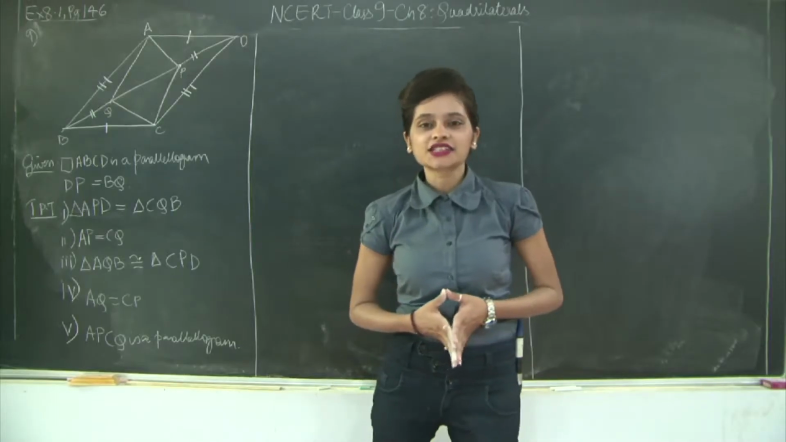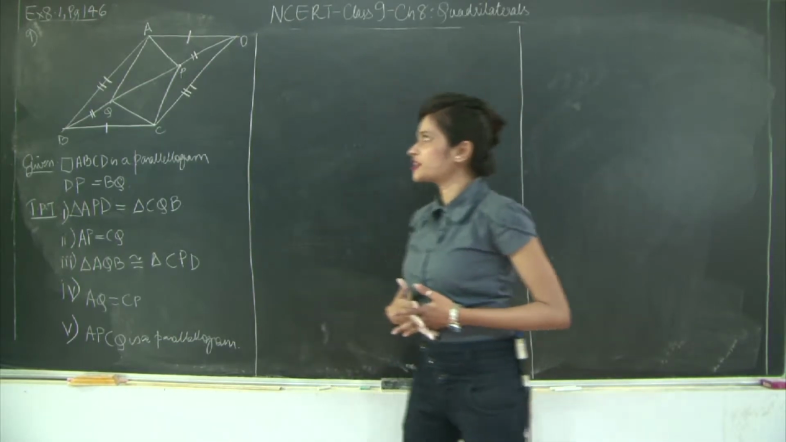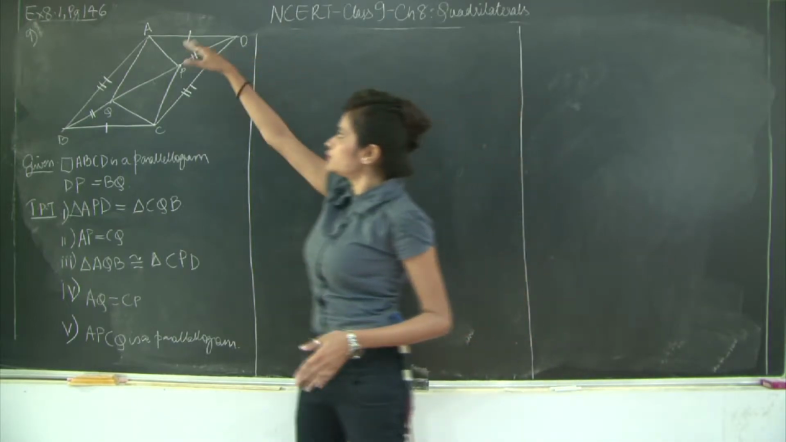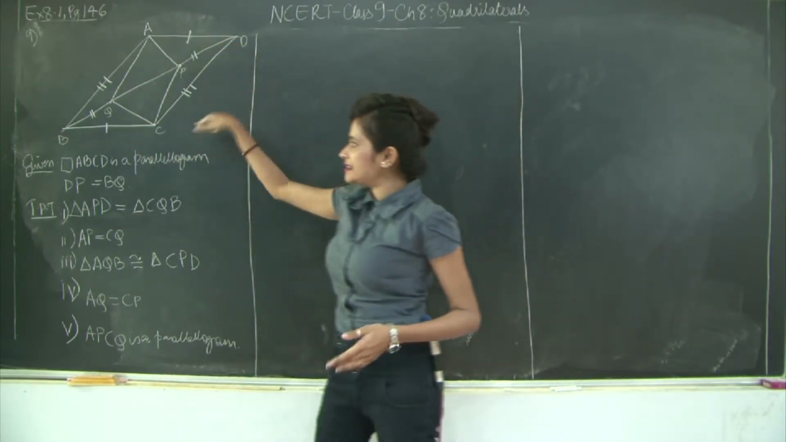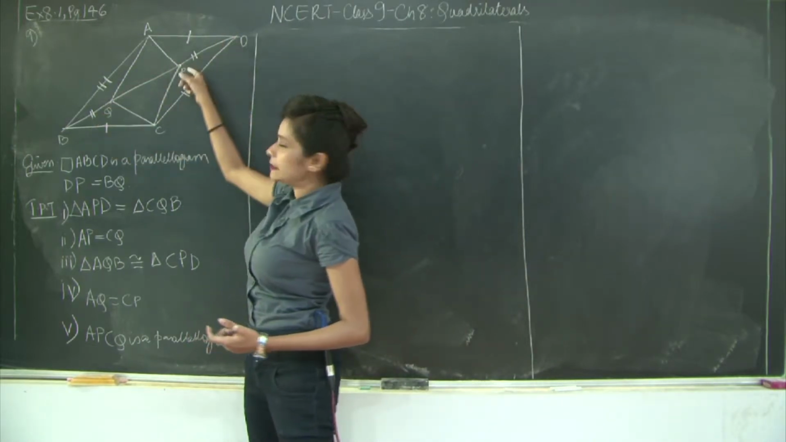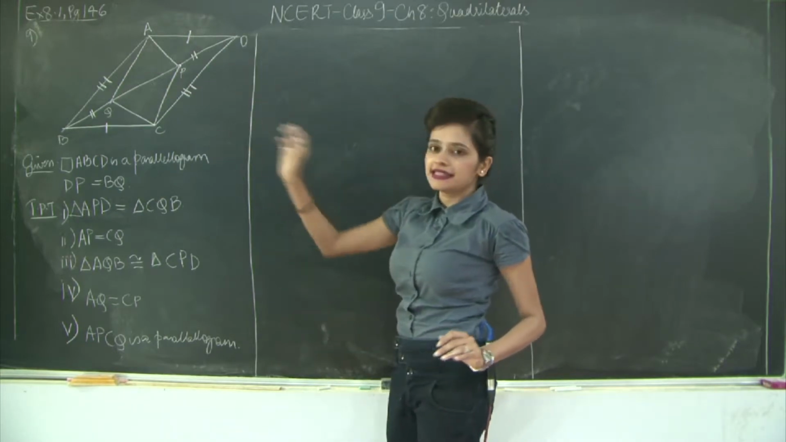Hello students, let us continue with exercise 8.1 of chapter 8 quadrilateral. This is on page number 146, question 9. We've been given that this quadrilateral ABCD is a parallelogram and BQ is equal to DP. So this is my given data. Besides that, ABCD is a parallelogram.